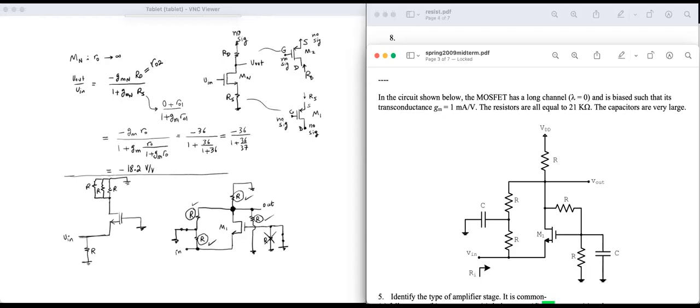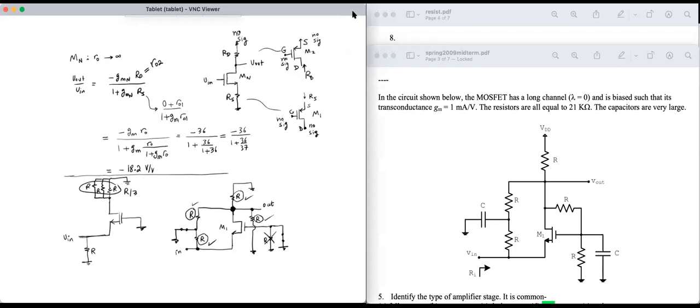A more efficient way is to just combine them, and the three R's in parallel are equivalent to R over 3. 1 over R plus 1 over R plus 1 over R, and then 1 over that. That's R over 3. So yeah, we can replace the three resistors by one resistor. They're in parallel. So we can just say R over 3. And that's our circuit.